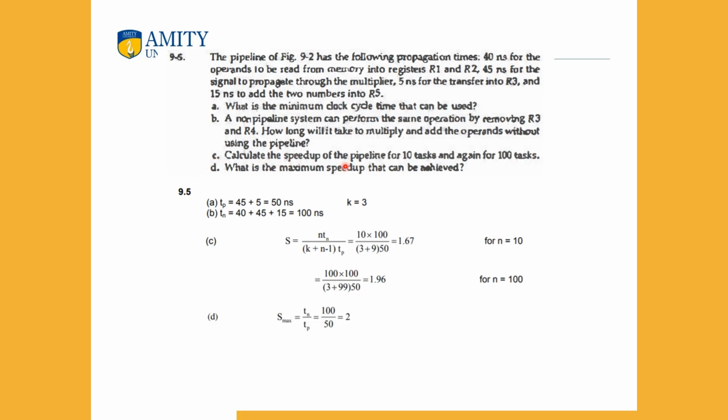Part C says calculate the speed up of the pipeline for 10 tasks and again for 100 tasks. So the speed up is calculated by S equals N times Tn upon (K plus N minus 1) times Tp. We have N given as 10 into 100, which is the time taken for the non-pipeline system, upon K plus N minus 1 and then 50. We have K as 3 segments over here, so it is 50 times (3 plus N minus 1), tasks 10 here. So basic calculation maths, you can find it out, and then you just put 100 instead of N and you can find it for 100. In D part you need the maximum speed up, so it is Tn upon Tp. You can find it, the maximum speed up is 2.